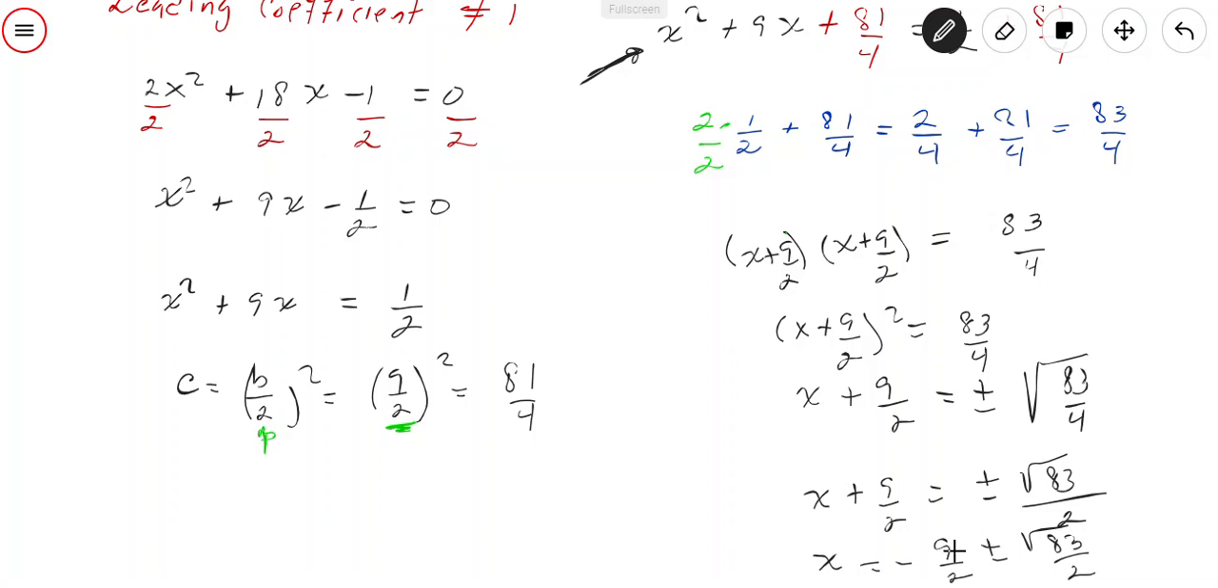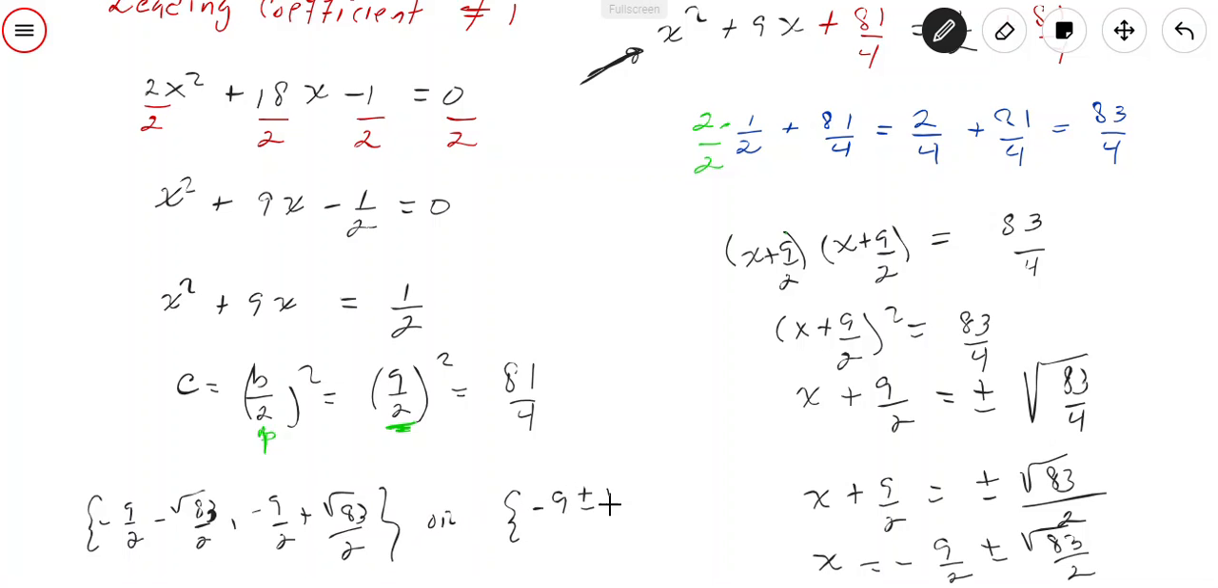I cannot combine these because I have this square root of 83. If you want, you can express this as a single fraction, saying negative 9 plus or minus the square root of 83, all over 2, or you can just leave it like that. Your answer could be expressed either as negative 9 over 2 minus the square root of 83 over 2, comma, negative 9 over 2 plus the square root of 83 over 2, or as negative 9 plus or minus the square root of 83 all over 2. This is another way to express the same thing.